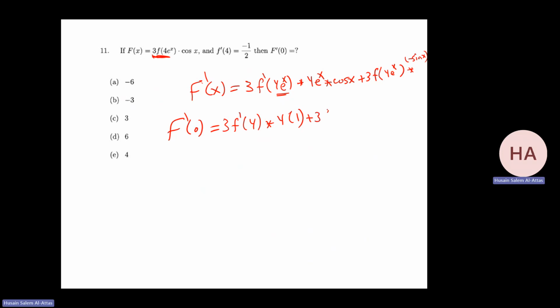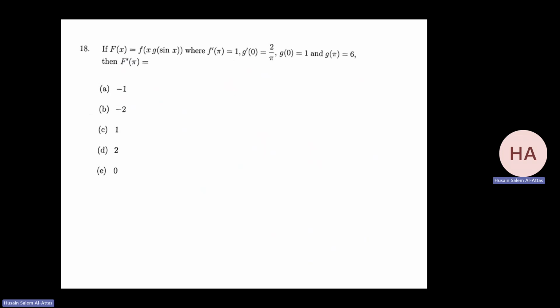plus 3 F of 4. I don't have F of 4, but times 0, so no need for F of 4. Okay. So that means F prime at 4 is minus half. This will be 12 times minus half plus 0, because this is 0 times the value, which is 0. So the answer is minus 6.